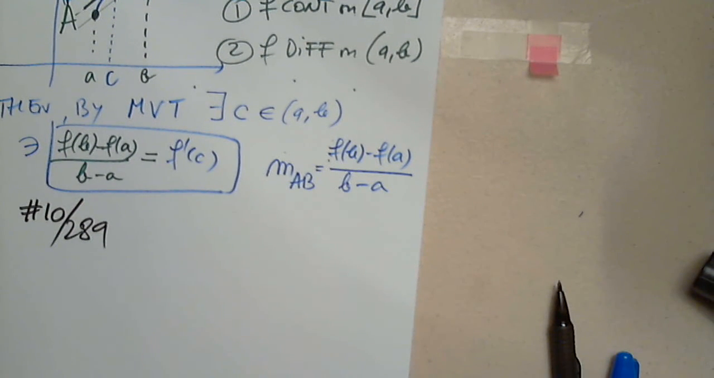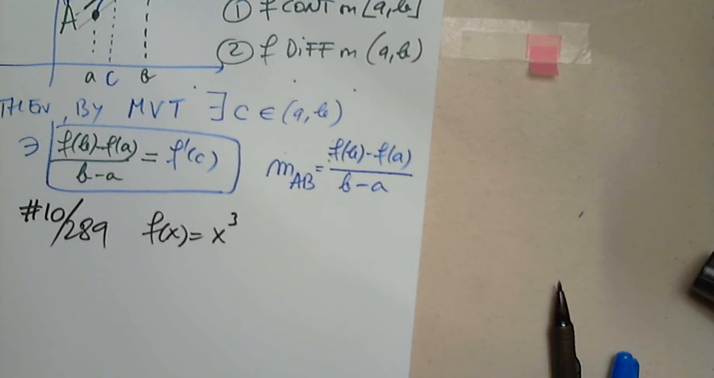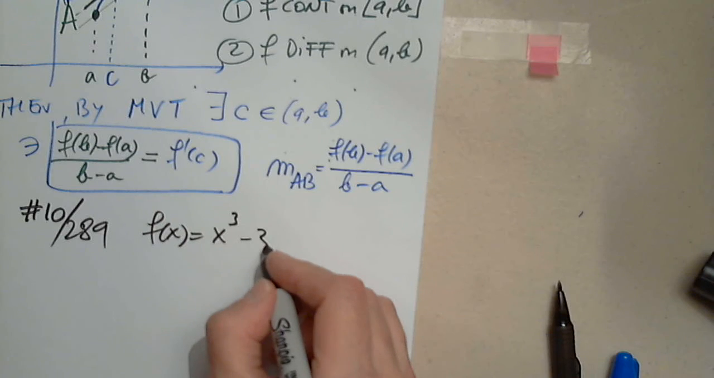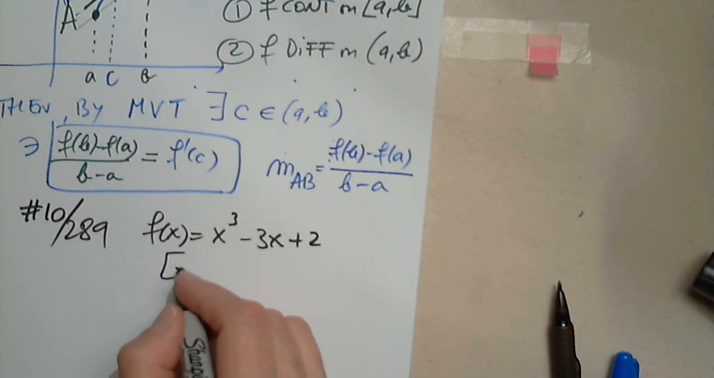Verify that the function satisfies the hypothesis of the mean value theorem on the given interval. Then find all numbers C that satisfy the conclusion of the mean value theorem. Okay, so we are given f of x is x to the third minus 3x plus 2, and we are given the interval negative 2, 2.